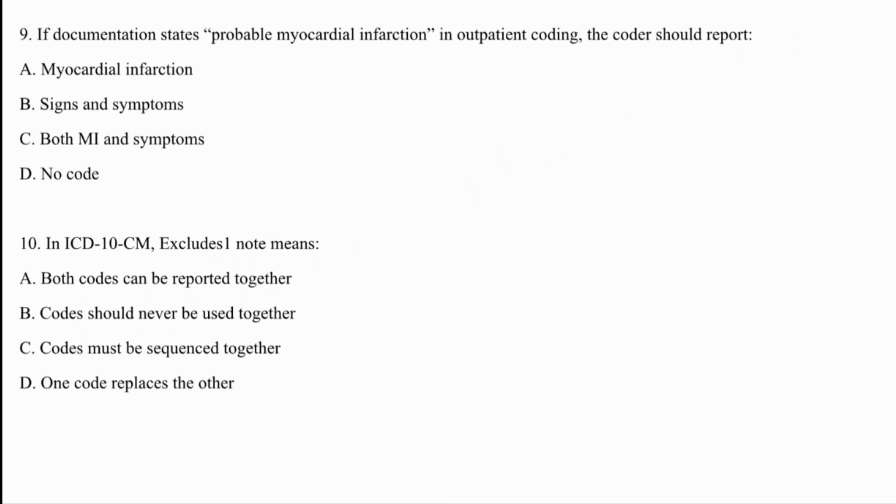If documentation states probable myocardial infarction in outpatient coding, the coder should report option A, myocardial infarction, option B, signs and symptoms, option C, both MI and symptoms, option D, no code.